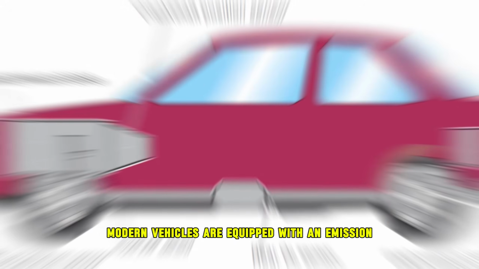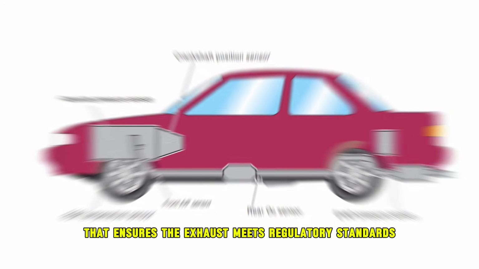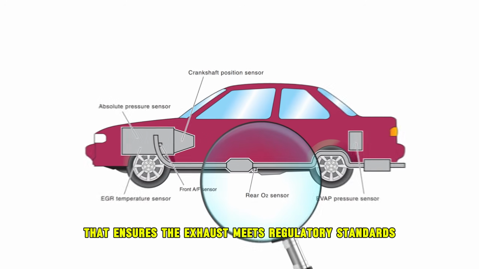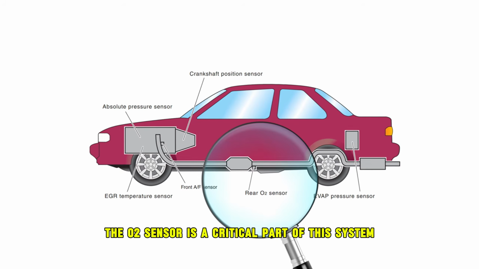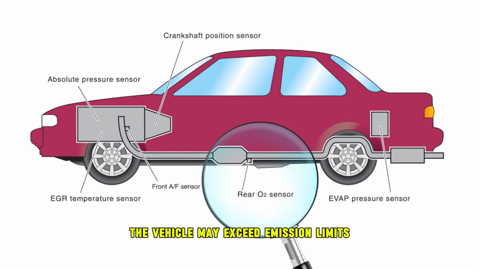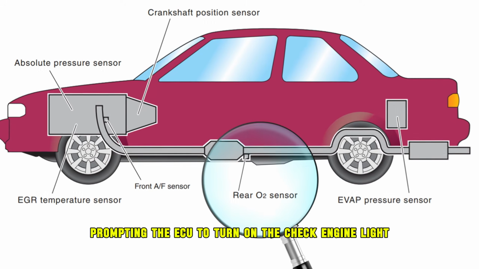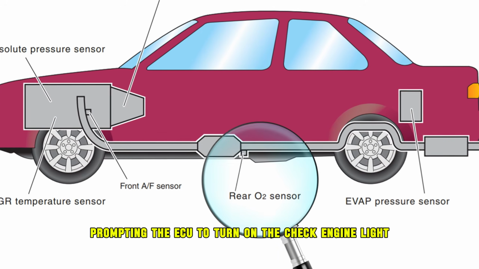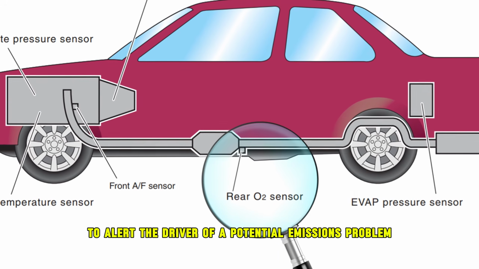Modern vehicles are equipped with an emission control system that ensures the exhaust meets regulatory standards. The O2 sensor is a critical part of this system. If it malfunctions, the vehicle may exceed emission limits, prompting the ECU to turn on the check engine light to alert the driver of a potential emissions problem.